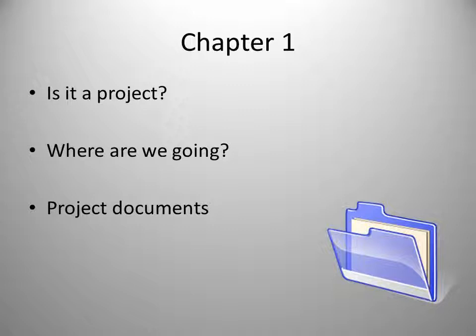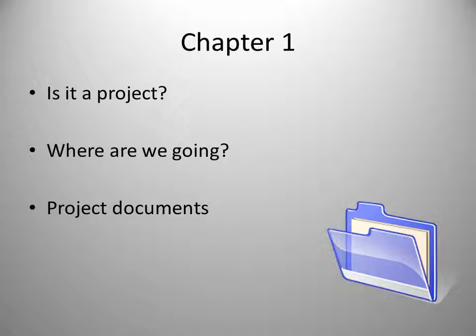In Chapter 1, we start out by defining the difference between operations and a project. If you look at Table 1-1, there is a good comparison of projects, which have a definite beginning and end, are temporary in nature, and produce a unique product, service, or result. Think about some examples of projects.